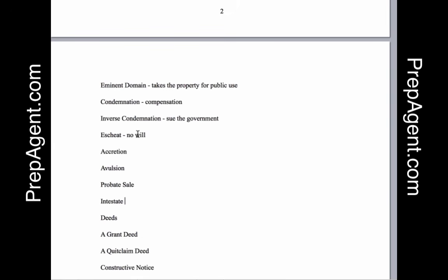Intestate means without a will. You sure about that? No. Okay. Yes. Don't sound so sure. All right, here we go. Intestate is the condition of a person who dies owning property without having made a valid will. That's what I said. Good. You didn't sound confident.